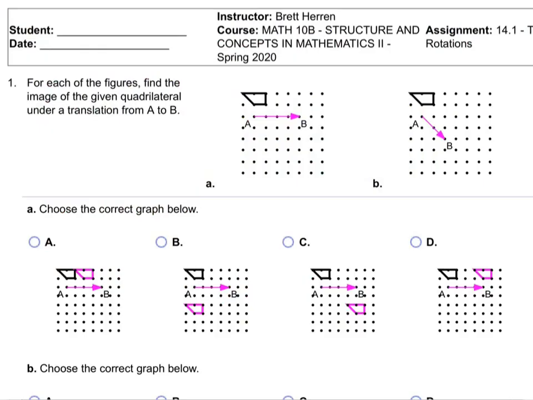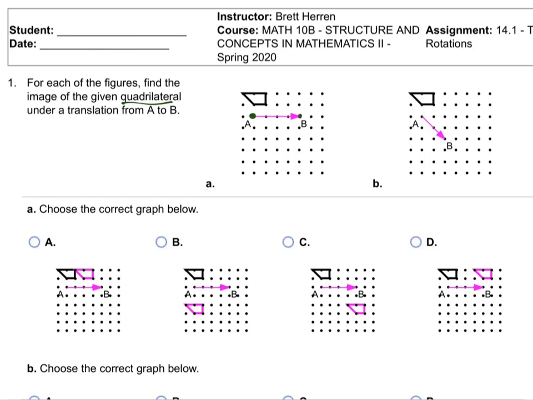Let's go to the homework. So here we are in our first question. In this section, all we're going to have is translations, movements. And then on the next section, we'll do the rotations. So here we go. In this first one, I'm moving a quadrilateral. It's got 4 sides. From A to B. B is the tip of the arrow there.